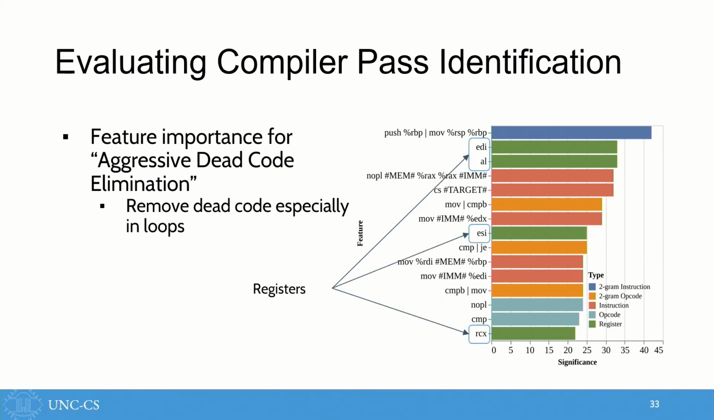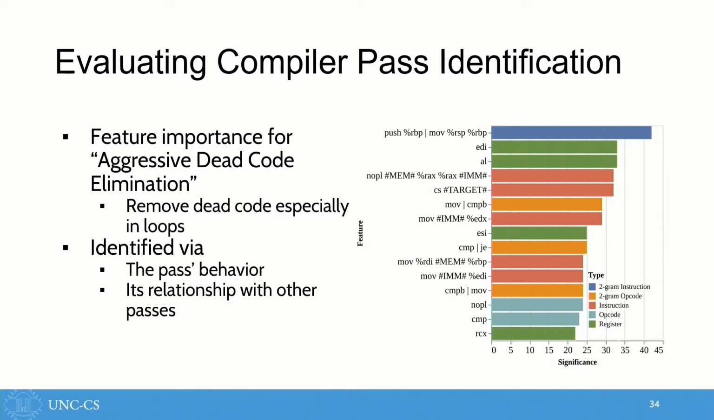Furthermore, even though the aggressive dead code elimination pass is applied at the intermediate representation level before register allocation, our classifier still picked up several registers among the top features, showing that this pass also has a relationship to the machine level optimizations. So in summary, we discovered that our classifier worked well by identifying both the pass's own behavior and its relationship with other passes.